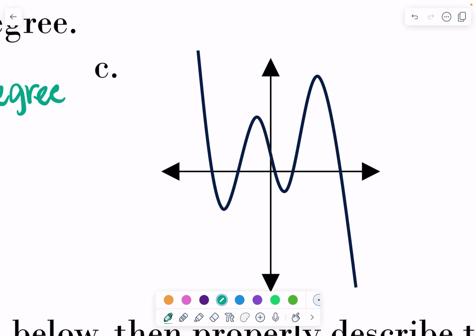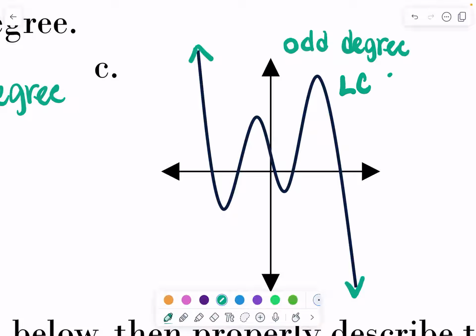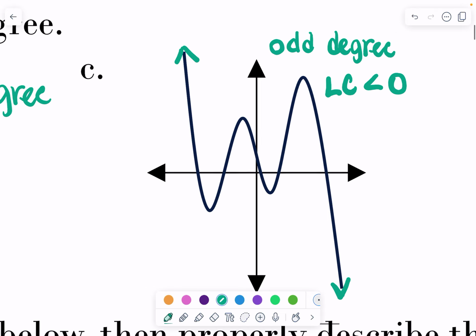Okay, so C, I have an arrow going towards infinity on my y when x goes to negative infinity, and as x goes to positive infinity, y is going to negative infinity. So this also means I'm going to have an odd degree. And then I'm taking a look at my odd degree with my arrows going in opposite directions, and my leading coefficient is going to be less than 0, because they're going in opposite quadrants. This time it's the second quadrant and the fourth quadrant. That's why the leading coefficient is less than 0, not greater than like B was.